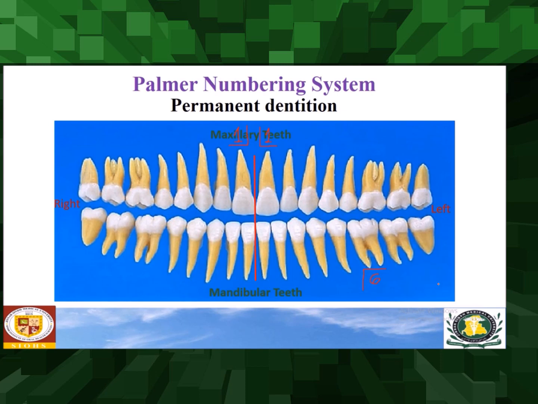Now, it is very important that you have a clear idea of individual tooth morphology, because sometimes you have to number teeth in case of the deciduous dentition, in case of the mixed dentition, or in case of missing teeth. So, individual tooth morphology is very important in order to number a tooth.